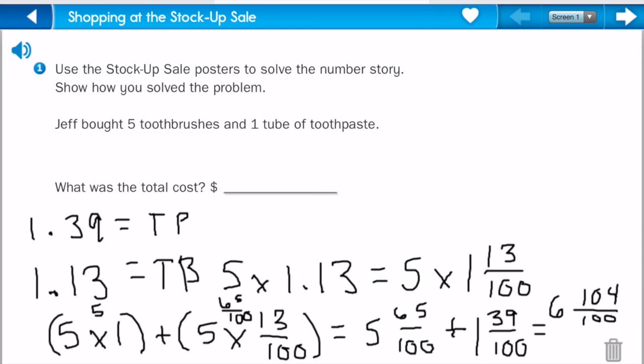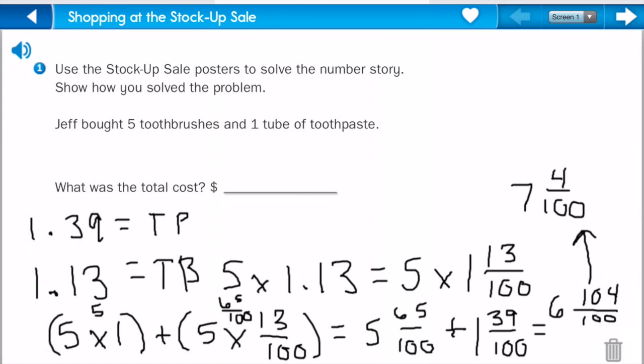But that's not the way that we should write this answer. Let's try to simplify it. Let's write it up here. So I have 104 over 100, so I can take 1 whole out of that, and my 6 turns into a 7. And so then what is 104 minus 100? Yep, it would be 4 over 100.